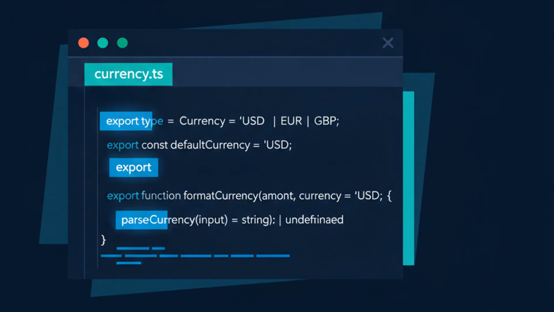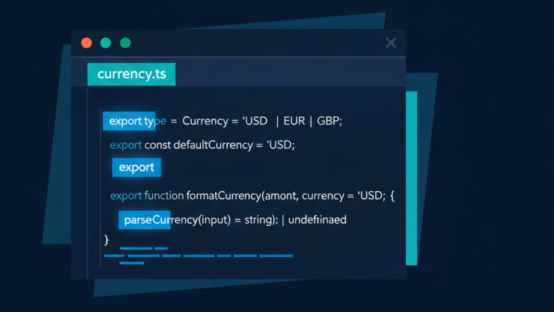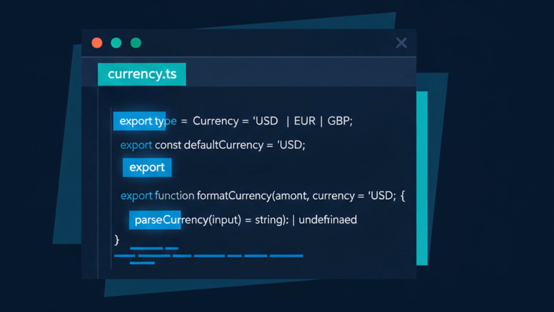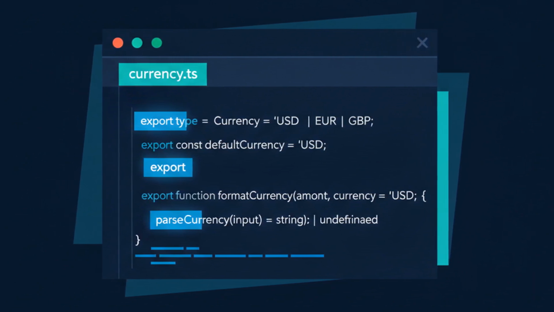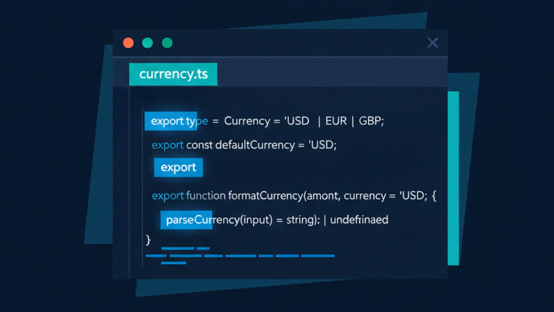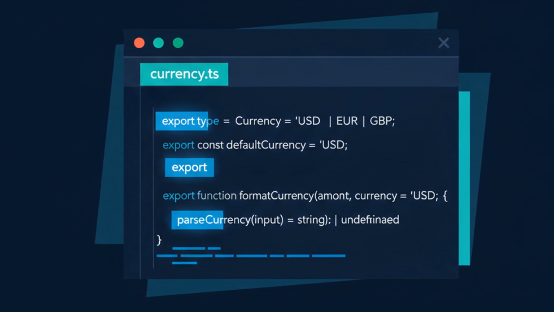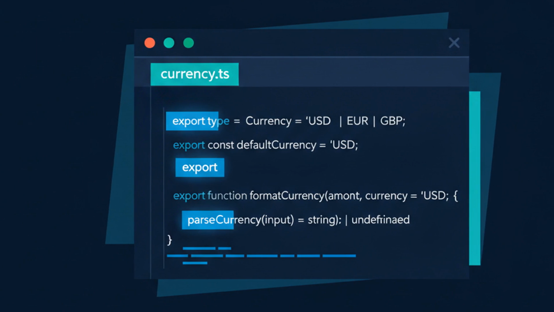The most common way to share code is a named export. You can export functions, constants, types, and classes, each with its own name. The big advantage is clarity. Whoever imports your file knows exactly what they're pulling in by name. And because the names are fixed, editors give you perfect auto-complete and safe renaming across the whole project.